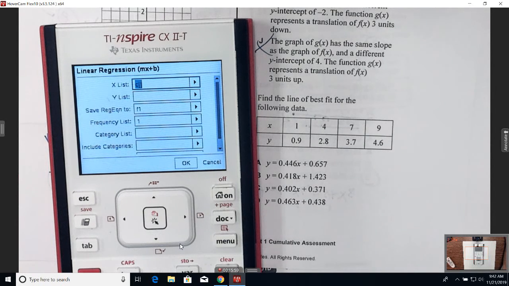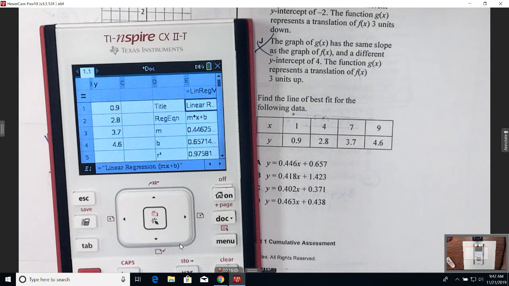And then my X list was X. My Y list is Y. And save the function as F1. That's okay. Hit Enter. And there it is. There's the equation of a line that goes through those points.